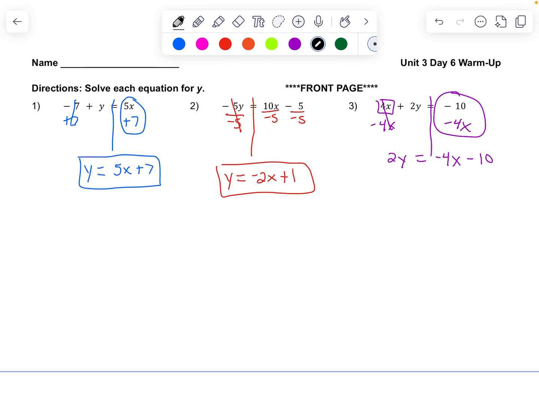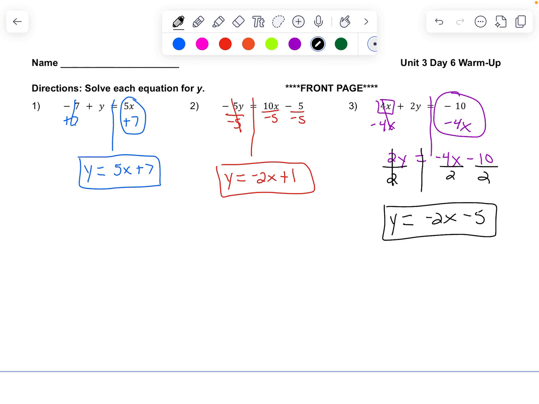And then finally, our last step, we're going to divide by 2. And because we're dividing, we must do it to all terms. -4x divided by 2 is -2x. -10 divided by 2 is -5. And we solve for y. Okay.